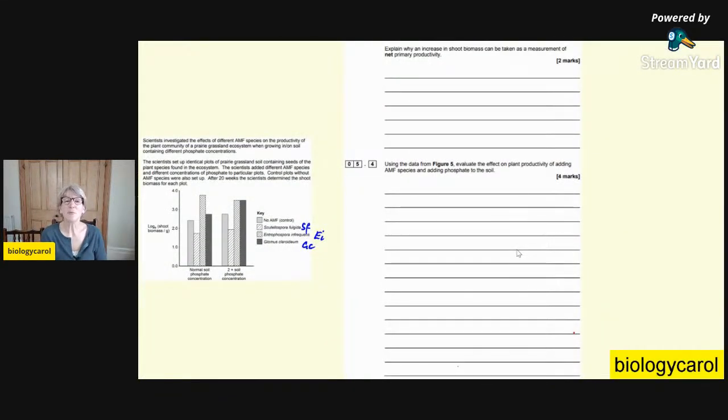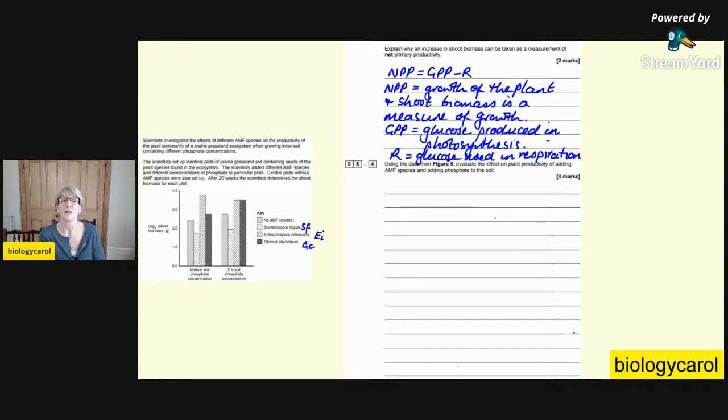Anyway, explain why an increase in shoot biomass can be taken as a measurement for net primary productivity. I struggled with this. I knew what I wanted to say. So anyway, this is what I said. Here's a clue. If ever there is a question that talks about net primary productivity or gross primary productivity, write the equation. If nothing else, that might get you a mark. All right, so just do it.